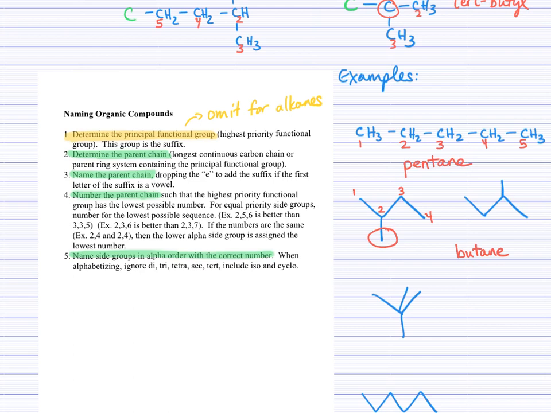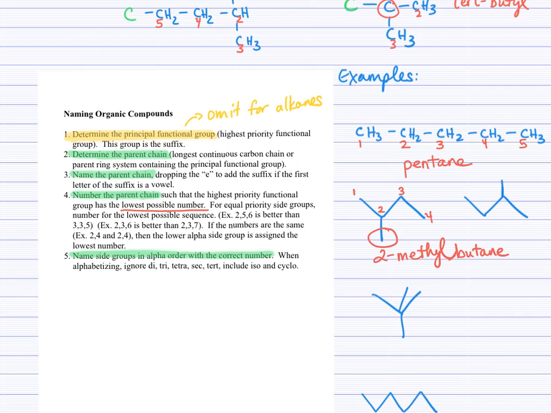Now, it's worth noting in step 4 that the key is that the side groups have the lowest possible number. And so I purposely numbered this structure from left to right because that would bring this methyl group off of carbon 2. This methyl should link right up to that butane and be all one word. So you'll notice numbers and letters are separated by hyphens and letters run into letters.